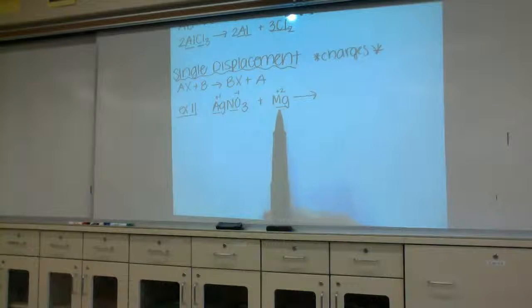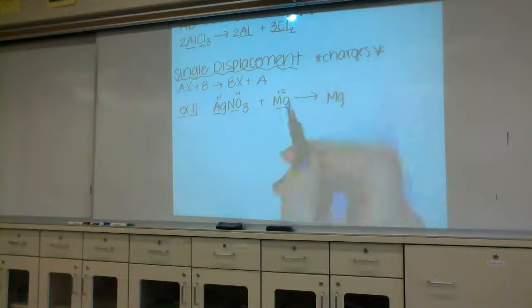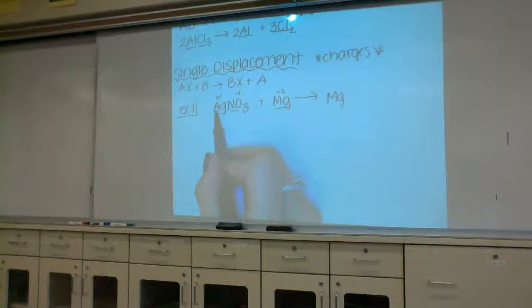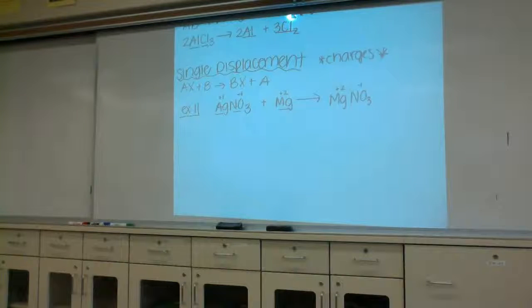So I know for a fact that Mg is going to be part of my compound. So what can Mg bond to? Can it bond to Ag? No, they're both cations. Can it bond to NO3? Yes, this is an anion. Mg has a charge of +2. NO3 has a charge of -1. If I crisscross, you would get Mg(NO3)2.